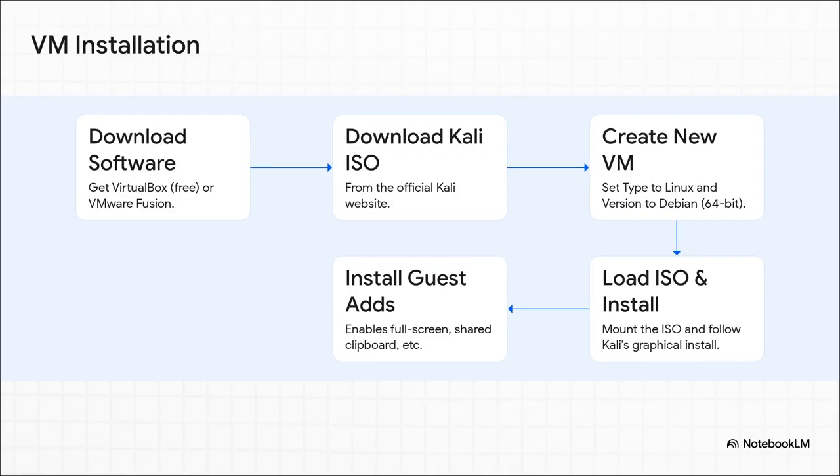And here's what the process looks like, broken down into 5 easy steps. First, you download your software, like VirtualBox, and you grab that Kali ISO. Then, inside VirtualBox, you'll click New to create a new virtual machine. You just have to tell it you're installing Linux, and specifically a Debian-based version, because that's what Kali is built on. After that, you just point it to the ISO file you downloaded, and run through Kali's super friendly installer.